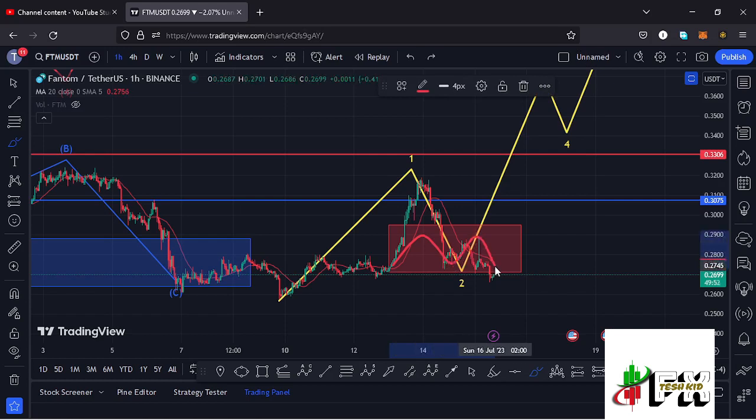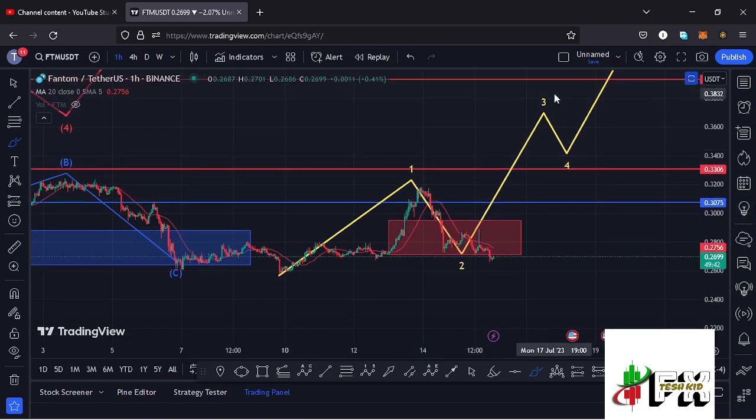maximized, and there are high chances that we now have a low for this wave 2, and Fantom should give us a reaction of the target area and start an impulsive wave to the upside in the formation of this wave 3.